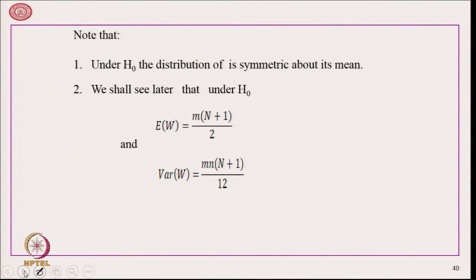Let us go forward. Under H naught, the distribution is symmetric about the mean. We shall see later that the expected value of W is equal to m into (n plus 1) by 2 if we consider R x to be the statistic, and the variance of W is going to be m n into (n plus 1) by 2. As I said, we shall prove them in lecture 5.